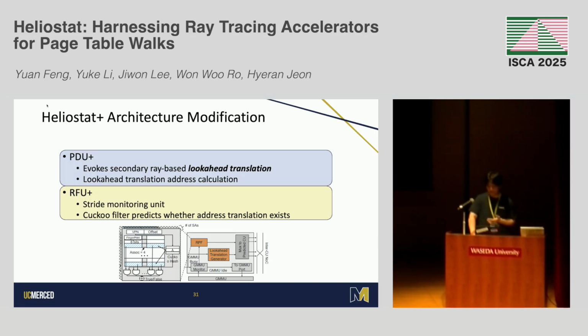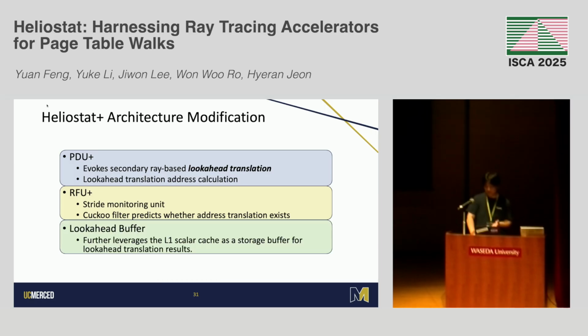Secondly, in the RT PTW forwarding unit, RFU, we include a stride monitoring unit to monitor the missed translations in the L2 TLB. It will dynamically observe the stride, and the observed stride will be included in the translation request. Furthermore, we include another hardware-efficient cuckoo filter to note and memorize whether an address has been fetched before via look-ahead. Thirdly, we repurpose the L1 scheduler cache as a storage buffer for look-ahead translation to not pollute the TLBs and minimize the contention with on-demand translation.